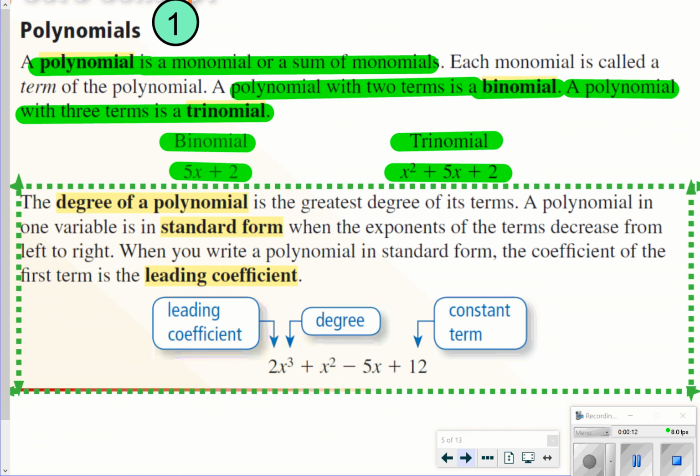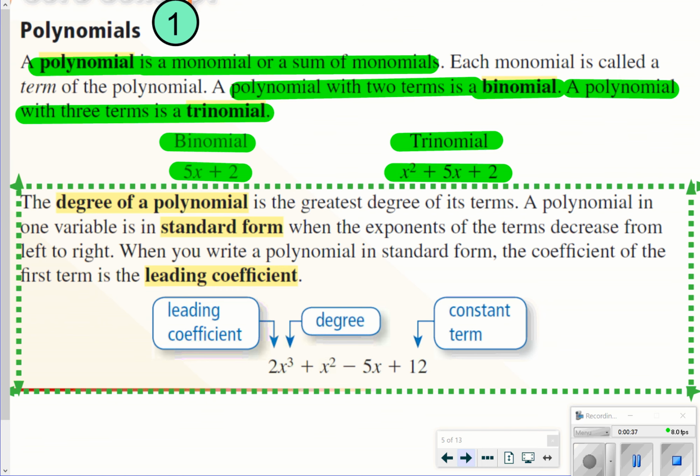The first thing we want to know is what a polynomial is, and what I have highlighted in green and in the green box is important to write down on this slide. I know it's a lot of information, but it'll help you find your notes a little bit easier. So a polynomial is just a monomial or a sum of monomials. Mono means one, so poly just means many. Each monomial is called a term of the polynomial.